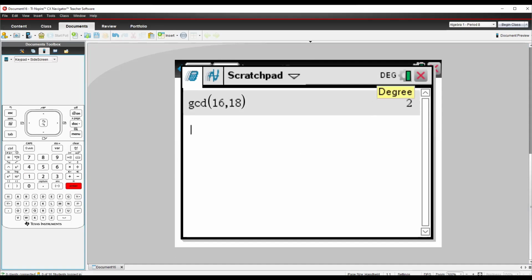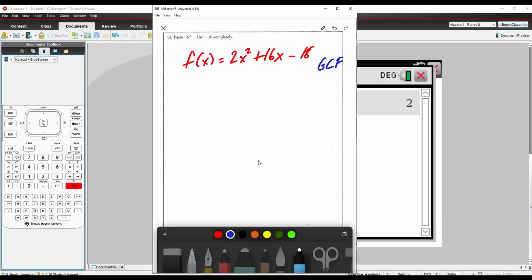So now if I go over here and look, that means that each one of these terms has a factor of 2. So the greatest common factor is 2, which basically means I can factor out a 2 for this. So I've got that GCF is equal to 2.